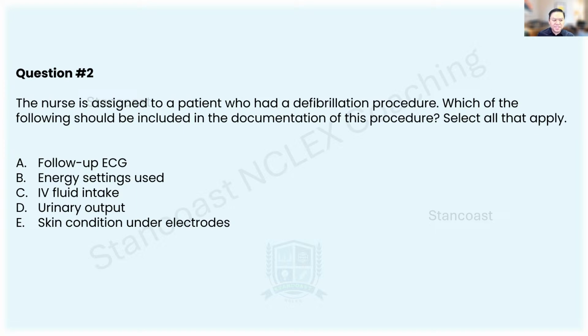Okay, the nurse is assigned to a patient who had a defibrillation procedure. Which of the following should be included in the documentation? Is it letter A, follow-up ECG, B, energy settings used, C, IV fluid intake, D, urinary output, or E, skin condition under electrodes? I'm seeing ACD, follow-up ECG, IV fluid intake, and urinary output. ACD.